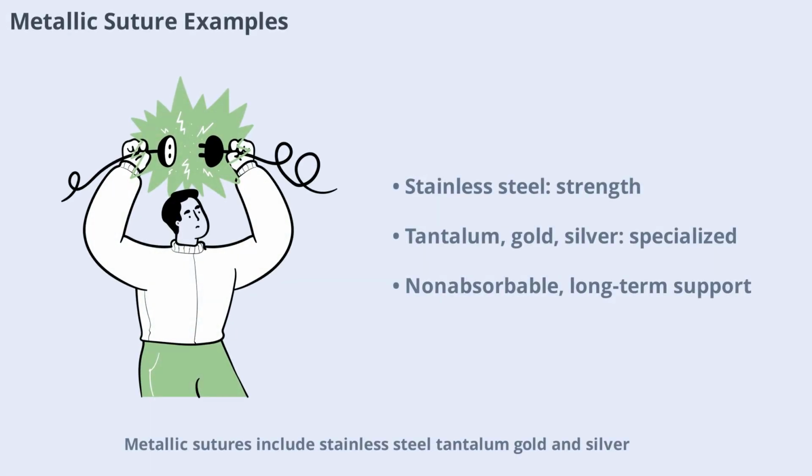Metallic sutures include stainless steel, tantalum, gold, and silver. Stainless steel is commonly used for its strength and resistance to corrosion. Tantalum, gold, and silver are used in specialized cases where unique properties are required. These sutures are non-absorbable and provide long-term support, making them essential in certain surgical fields.